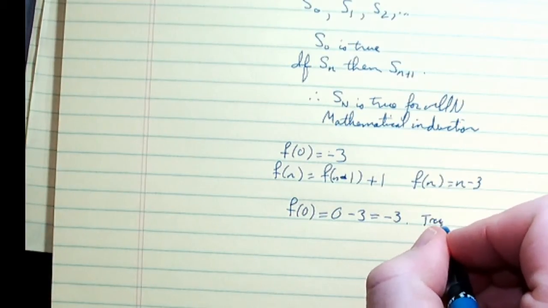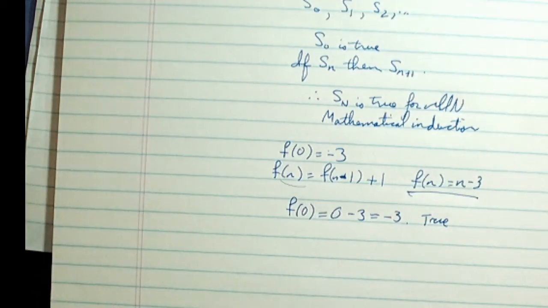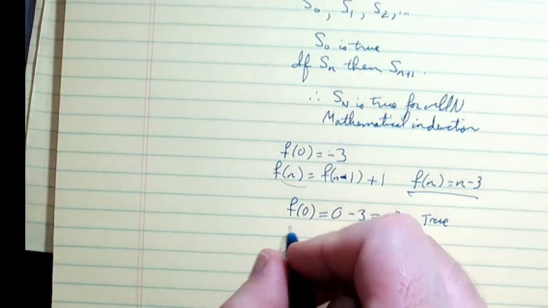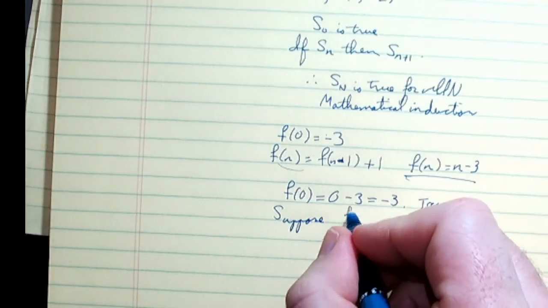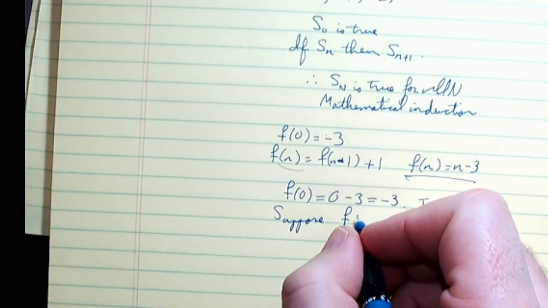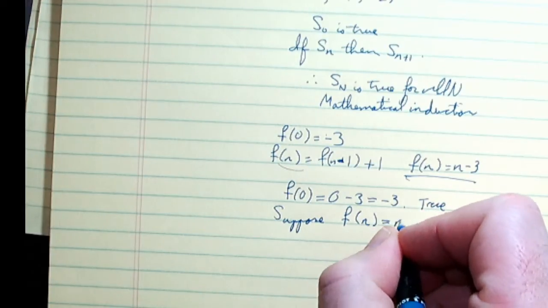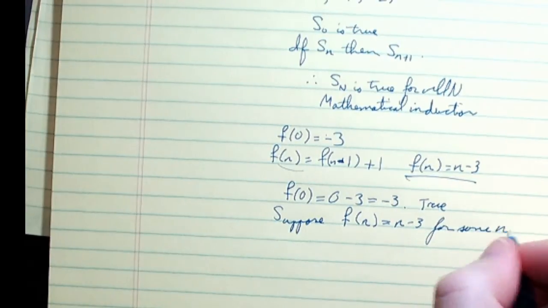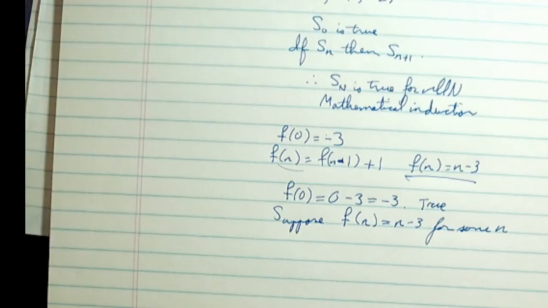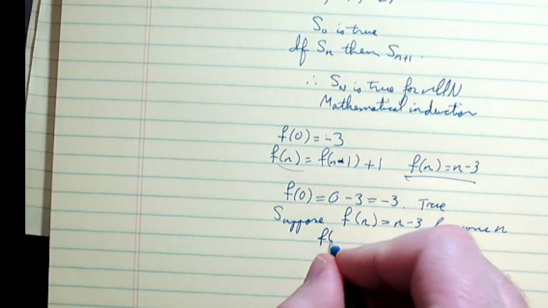True. So yes, this formula works for 0. Now suppose f of n is in fact equal to n minus 3 for some n in this sequence. I don't know it for all of them, I just know it for this n. Well, what's f of n plus 1?